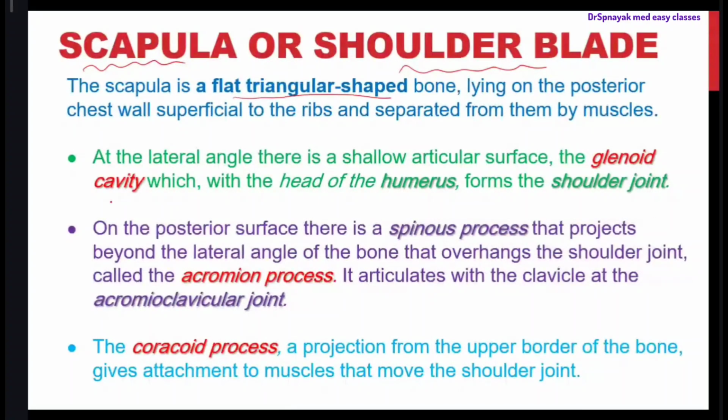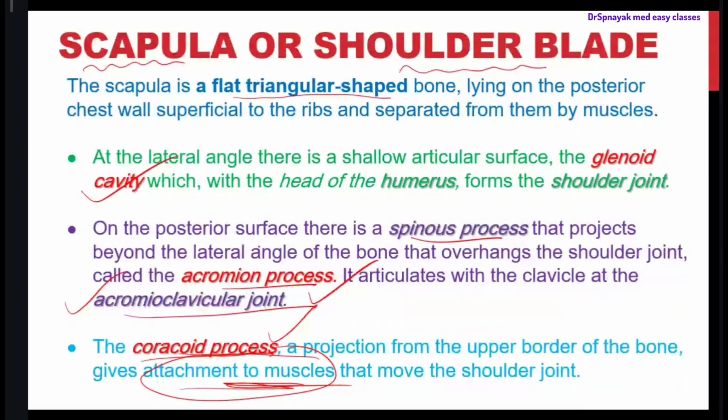What else? The glenoid cavity we have already discussed. Not all this detail. The acromion process we already know. It forms the acromioclavicular joint, that we know. And the coracoid process we also know. Here the coracoid process is important in the attachment of muscles, that we already discussed. So these are important points about the scapula.